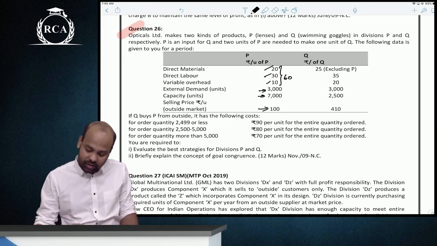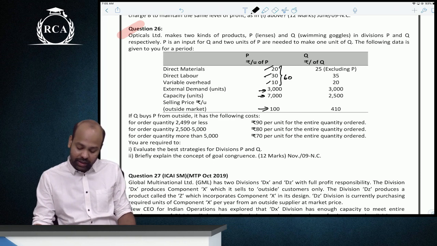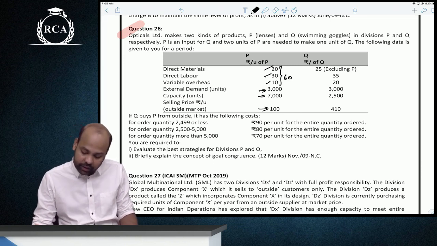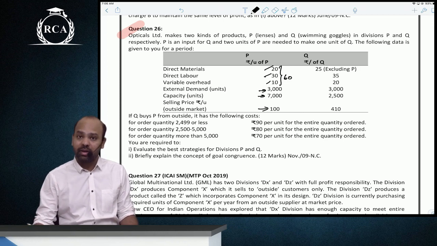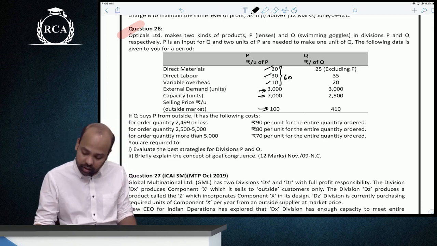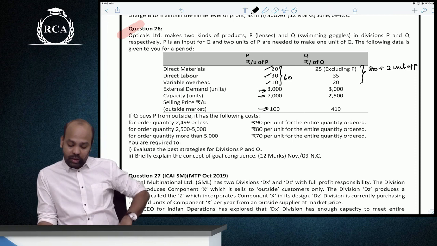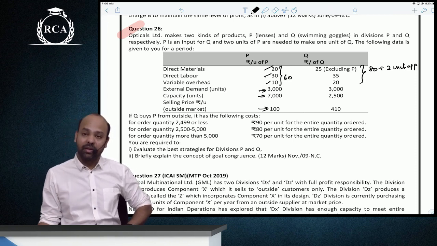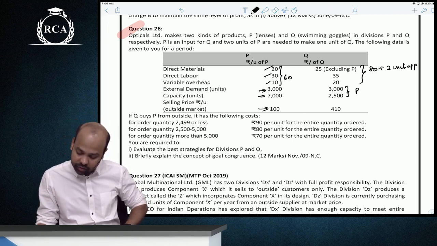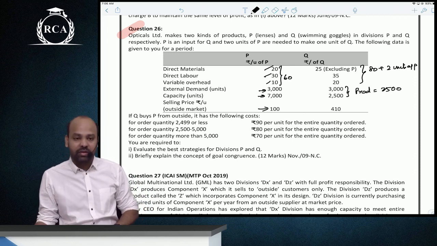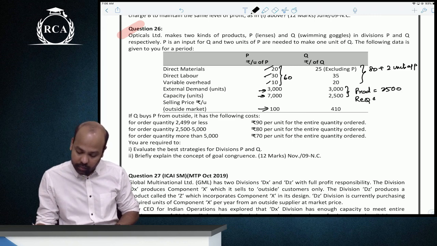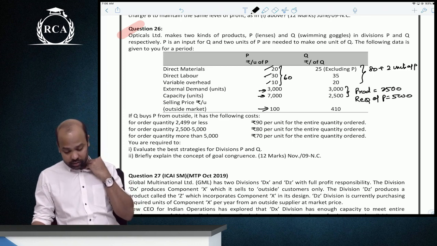Division Q has a material cost of 25, direct labor of 35, and variable overheads of 20. All of this is excluding P. Remember they need 2 units of P. Let us not forget that. So 25, 35, 20 it is 80 rupees plus 2 units of P. Their external demand is 3000 but capacity is restricted to 2500. So production should be constrained to 2500. If production is constrained to 2500, the requirement of P would be 5000 units.